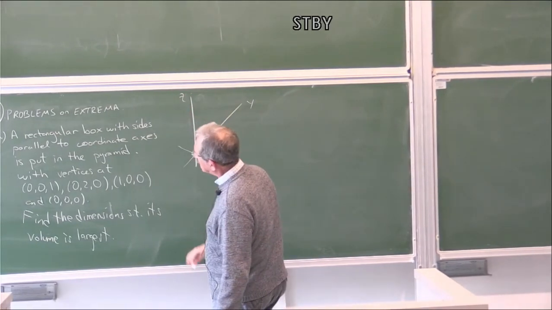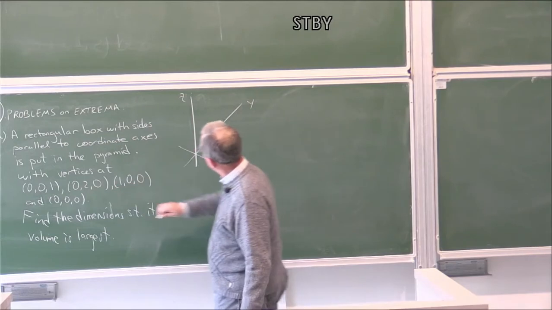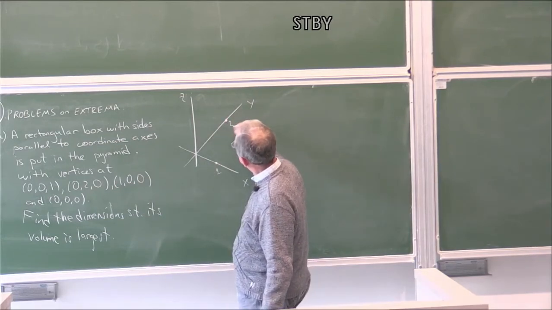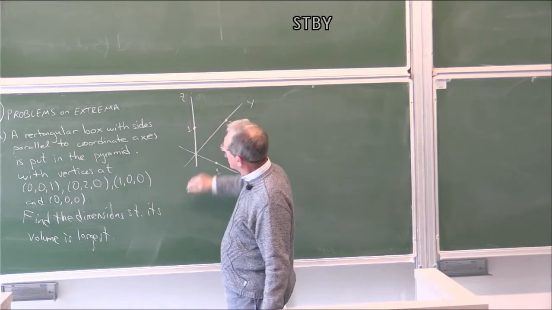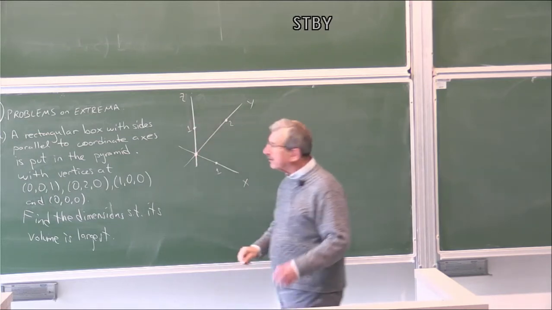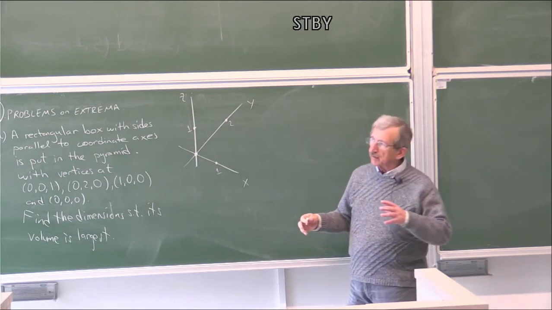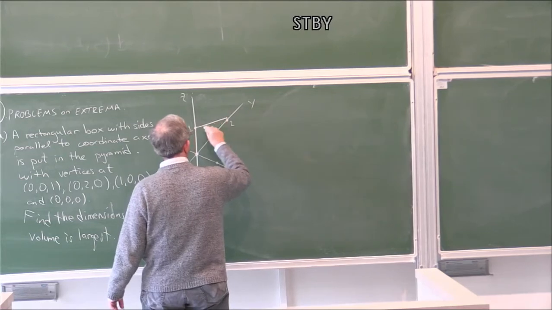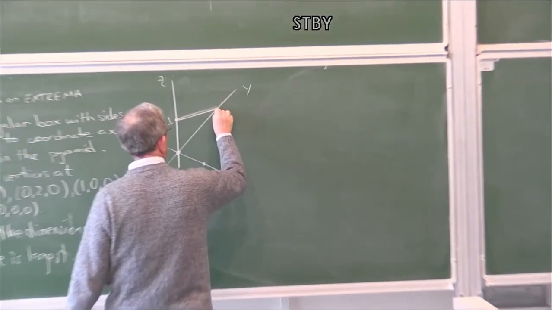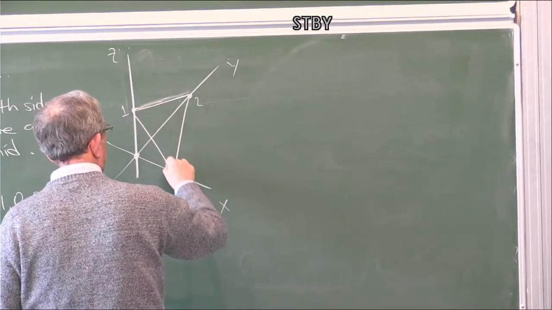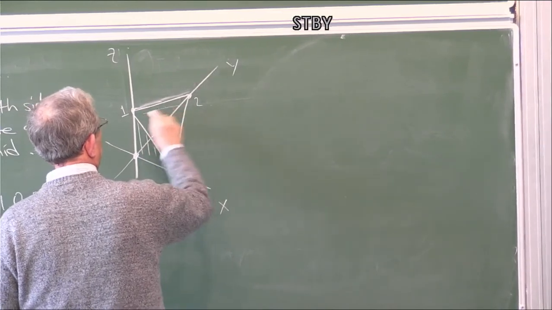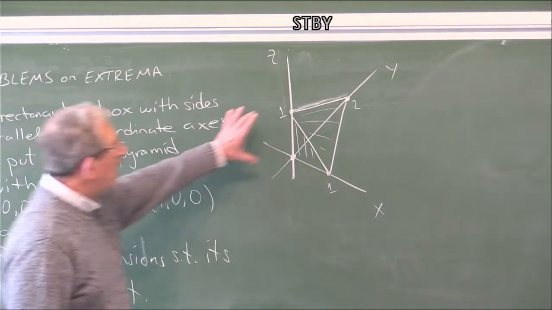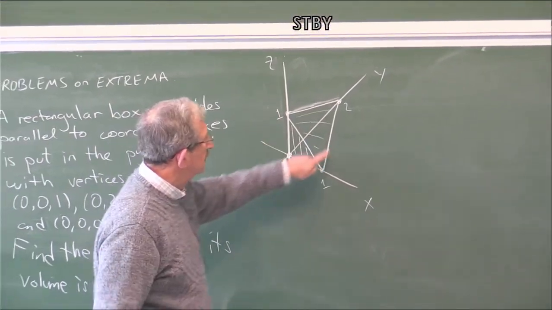On the x-axis, that is this one, we have 1. On the y-axis, we have 2. On the z-axis, we have 1. And we have the origin. So these are the 4 points describing the pyramid or the tetrahedron. So it is like this. So this is our pyramid. This is the height, and this is the base.